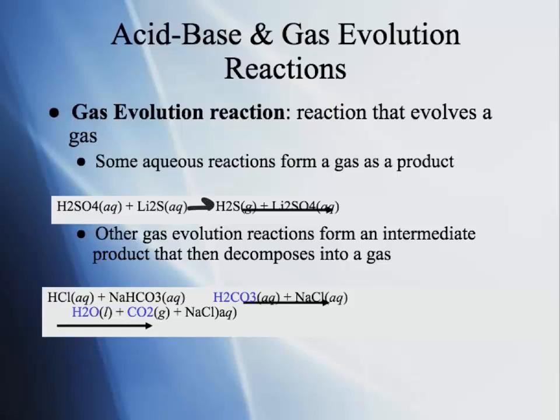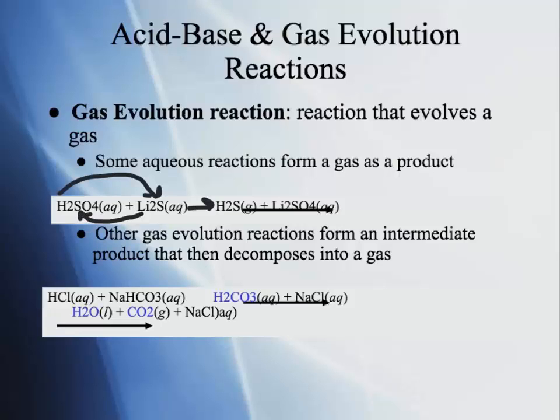All right, so here is an example. We have sulfuric acid and lithium sulfide react to form H2S, which is a gas, okay, and lithium sulfate, which is an aqueous solution. So again, figure out how they switch up. Okay, so this is double replacement again. So H is going to drop SO4 and hook up with S. Li is going to drop S and hook up with SO4.